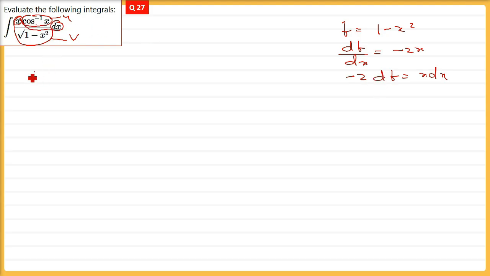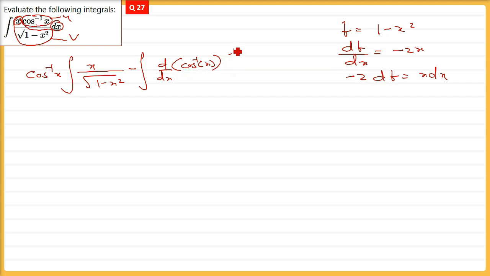So cos inverse x we are taking as the first function. Integration of x divided by under root 1 minus x square. Then minus integration of d by dx of the first function, which is cos inverse x, and then the integration of x by under root 1 minus x square. So this x by under root 1 minus x square has to be kept twice. So we'll do this separately, because it appears twice.